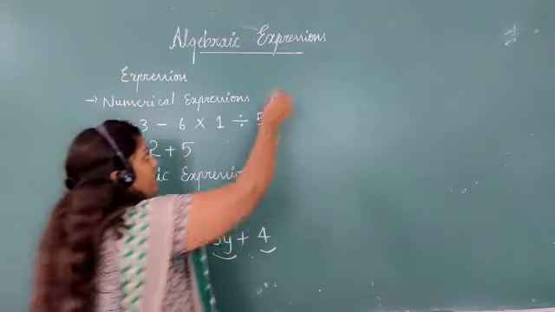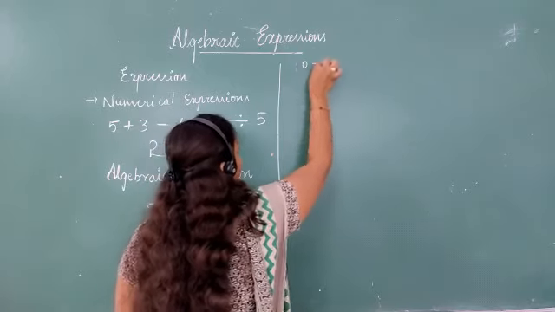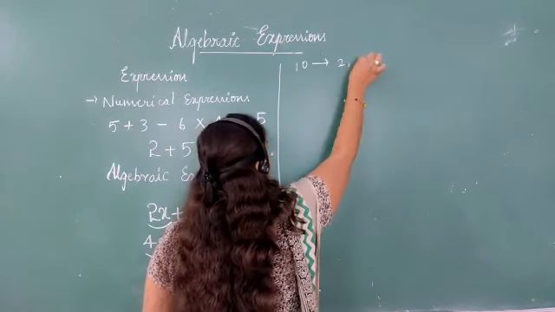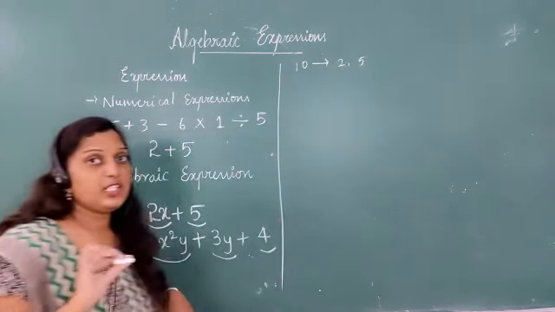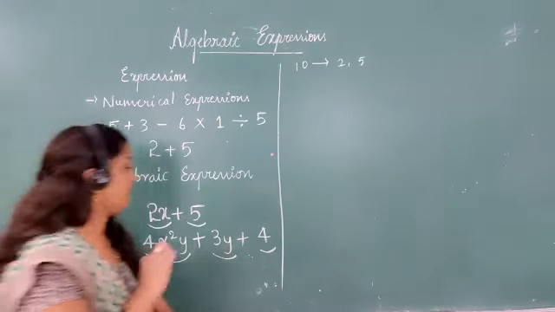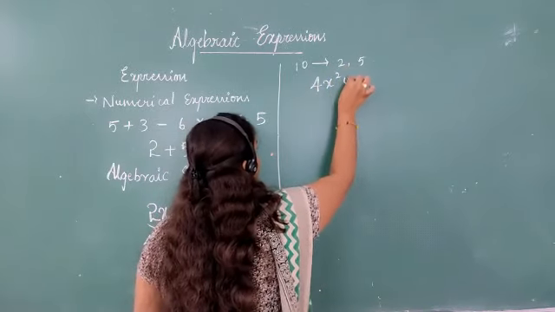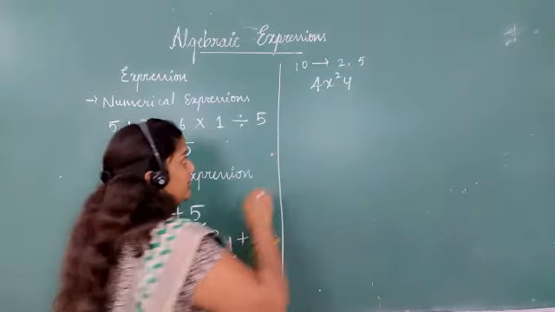Like in numbers you have factors, right? Suppose we say 10. What are the factors of 10? 2 and 5, right? Similarly, the terms also contain factors. The first term we have here is 4x square y. How to write the factors for this?